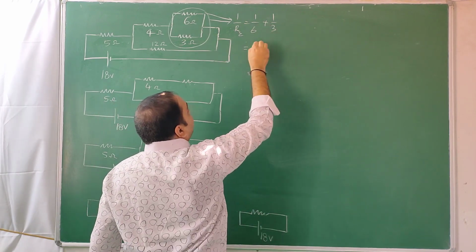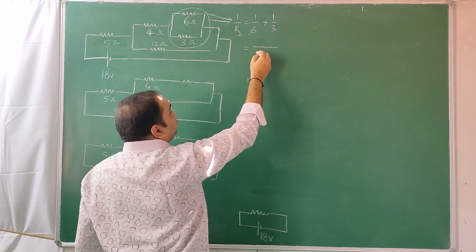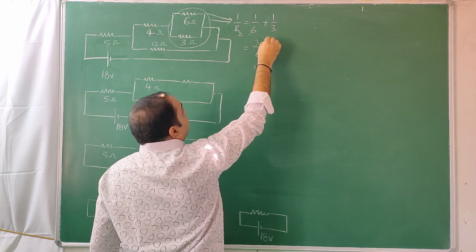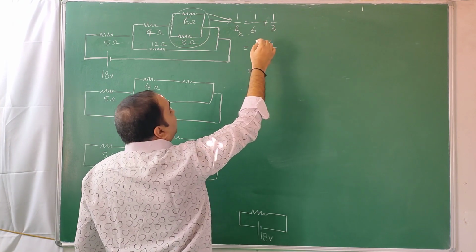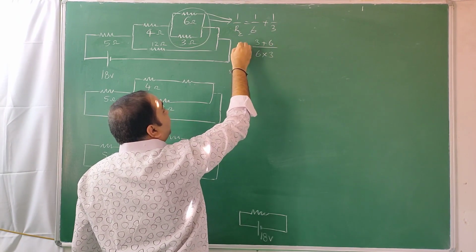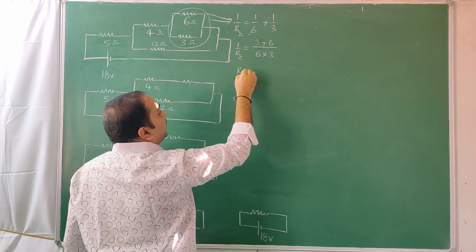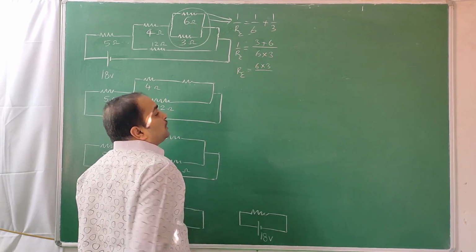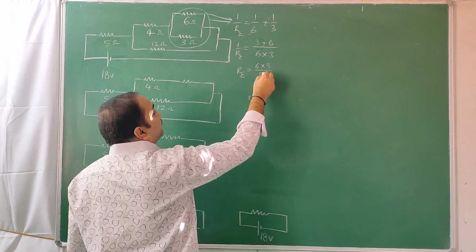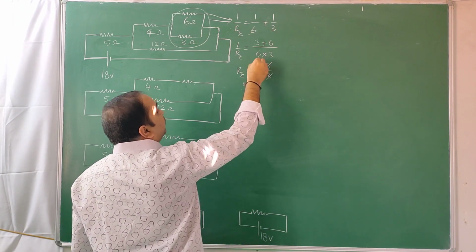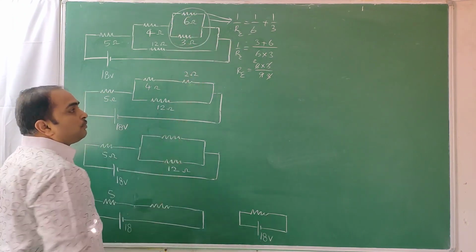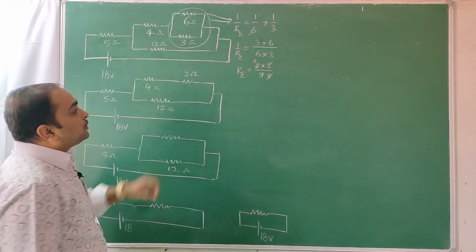Anyhow, already started, no? 6 into 3 by 3 plus 6. So when you reciprocate 1 by R equivalent, you get R equivalent is equal to 6 into 3 by 6 plus 3. That we are going to use next time. So this is 9. 3 ones are 3, 3 threes are 9, 3 twos are 6. So this can be replaced with 2 ohms. And this 4 ohms and this 2 ohms are in series.